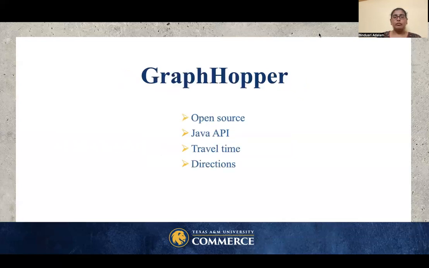Then GraphHopper. There is a project called GraphHopper that can be fed with OpenStreetMap data, and it has an API that finds routes between points together with details such as travel time and the exact route geometry, which is useful for visualization and even directions, which is useful for navigation applications.